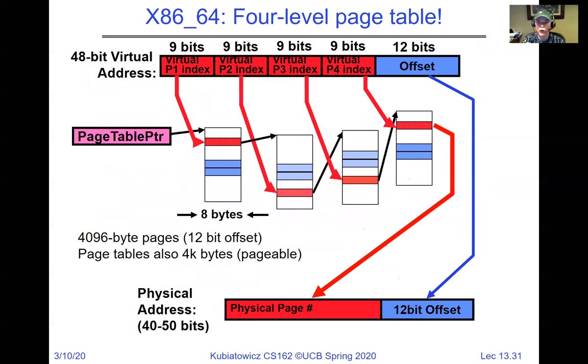And then, of course, we could go further, right? We could do a four-level page table for a 64-bit address. And in this case, by the way, not all 64 bits are used. Usually only the lower 48 mean anything, because 64 bits is just a lot of space. We'll talk more about that later. But you get 9 bits at a time. These are 8-byte chunks. And when you're done, that gives you a physical page number and a 12-bit offset, which then gives you an address into DRAM.